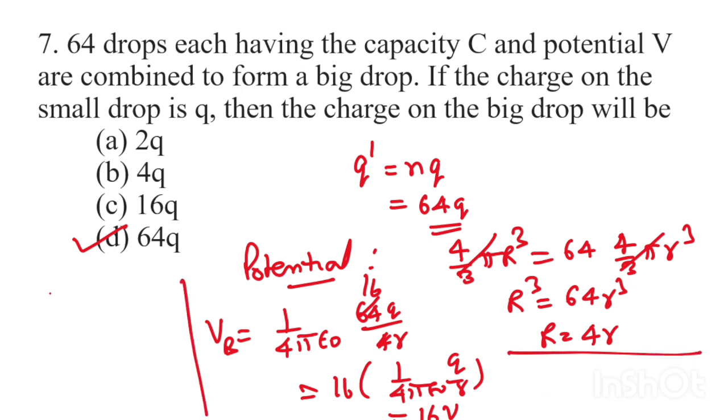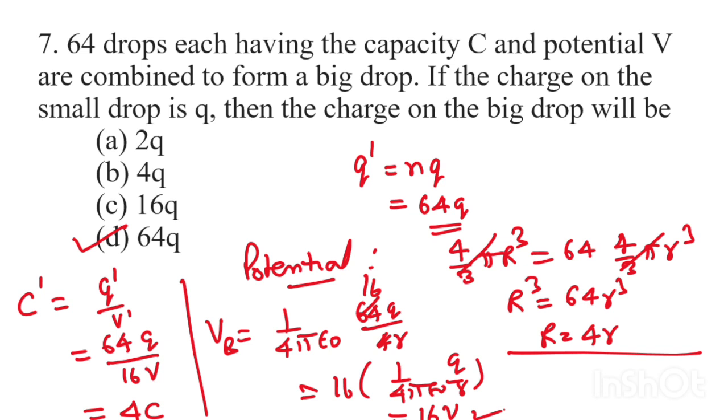If we find the capacitance, C dash equal to Q dash upon V dash. Q dash is 64Q and V dash is 16V. So the capacitance becomes 4 times of C. So now if charge is asked, then option is 64Q. If potential is asked, then 16V, or if they asked about the capacitance, then that is equal to 4C.